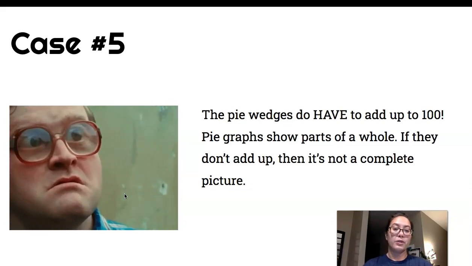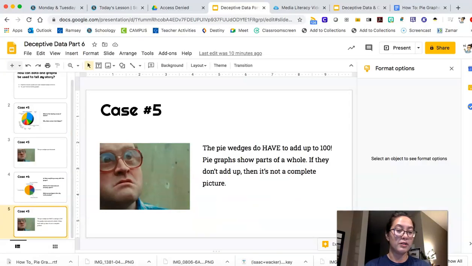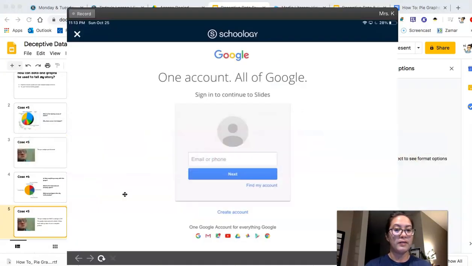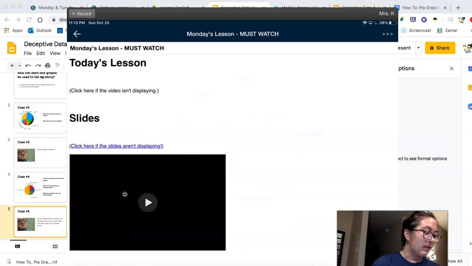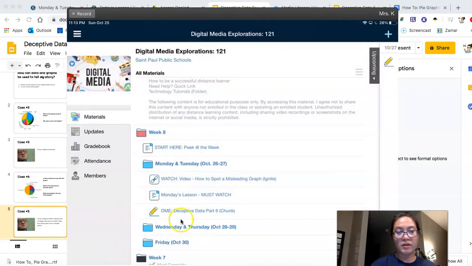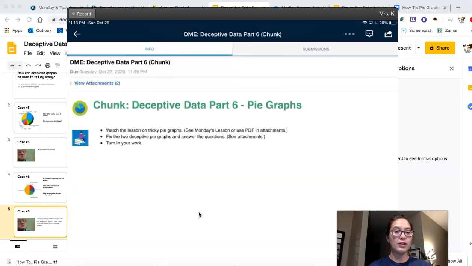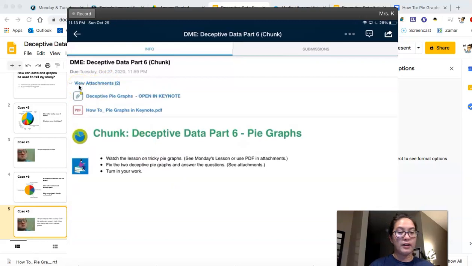All right, so your task is to go into Schoology, and you're going to go into the assignment called DME Deceptive Data Part 6. You've watched the lesson. Now you're going to open up the attachments, and there's the graph. You're going to send that to Keynote. If you want, there's written instructions here for you if you prefer that. You're going to correct the two graphs, and you're going to turn it in.